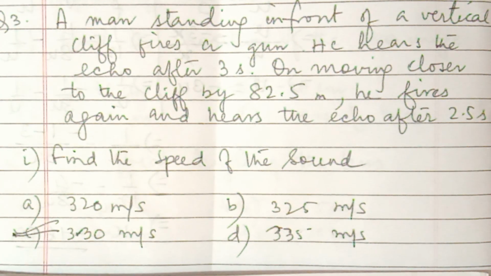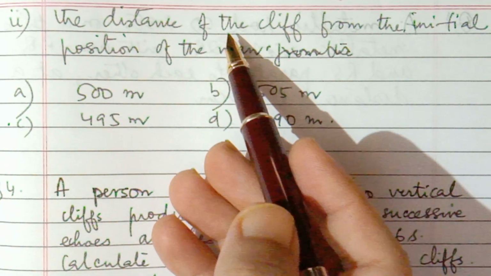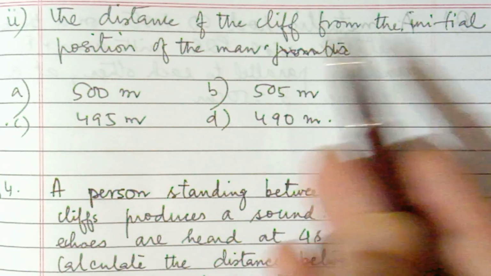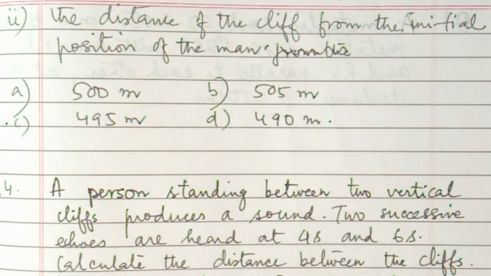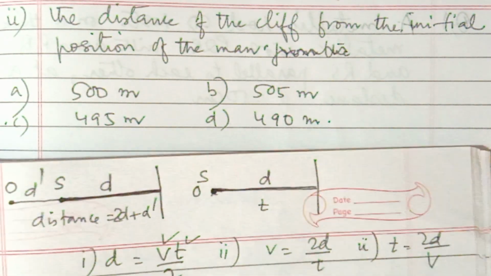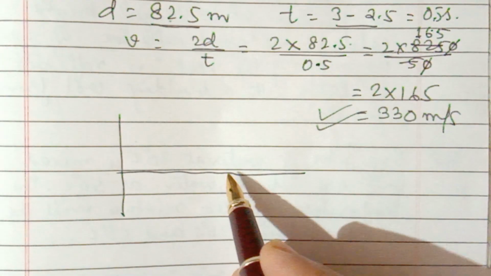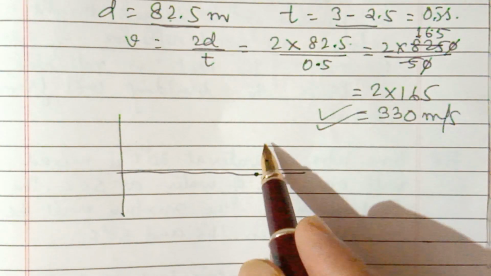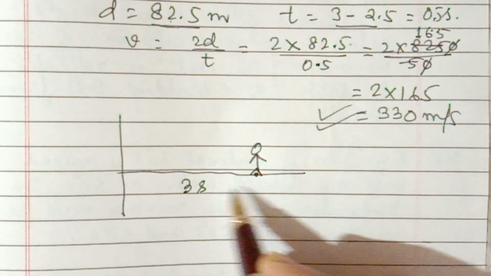Now we'll go to the second part of this question. The second part of the question is: find the distance of the cliff from the initial position of the person. So initially, at what distance was he standing? What can you do? Actually, he was standing in front of a cliff in such a way that the echo is heard after 3 seconds.